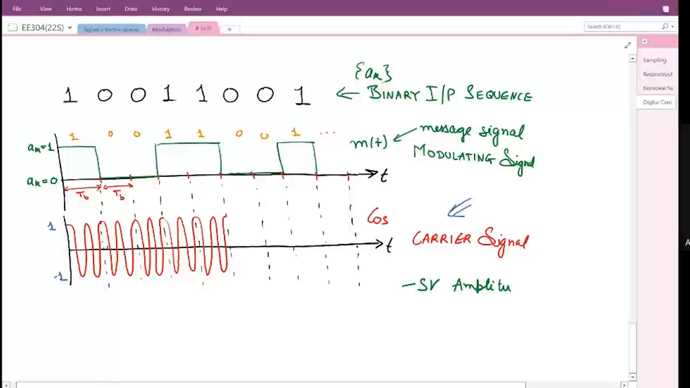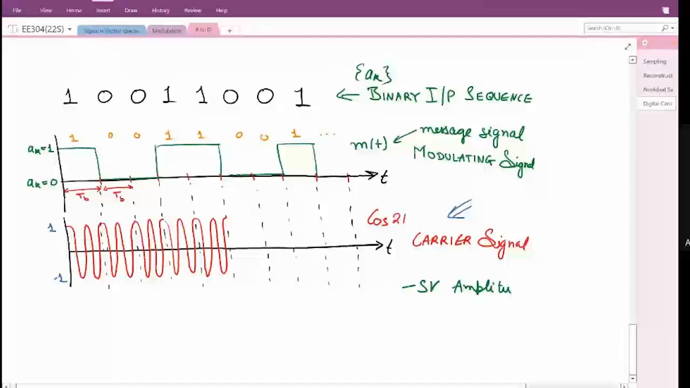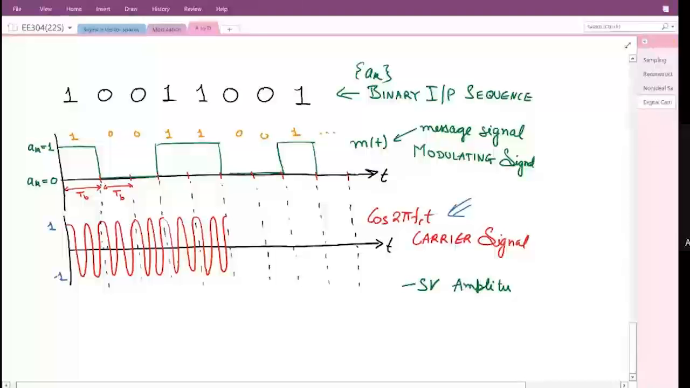So in this case, whenever there is a high signal in the message, the frequency of that modulated signal will be the same as the carrier. But when the value of the message is low, which is zero in this case, at that time the frequency will be much lower than the carrier signal.